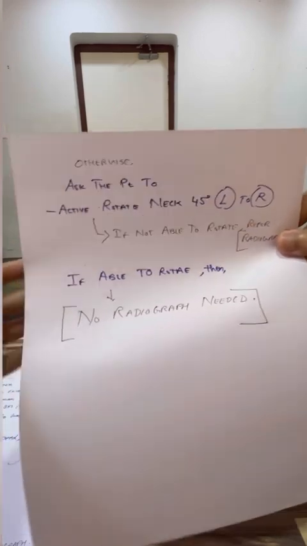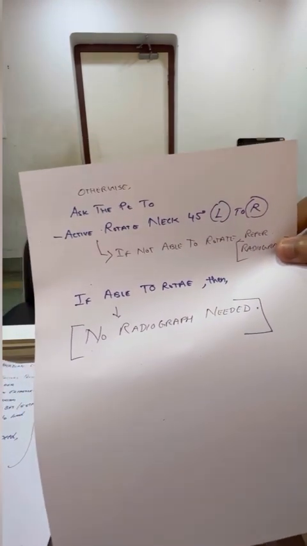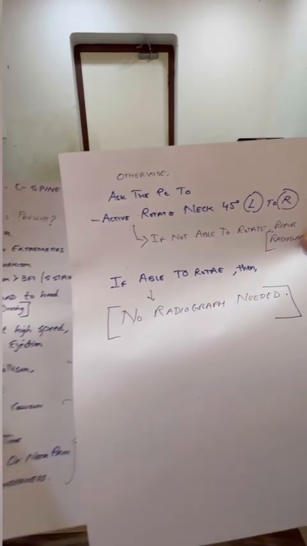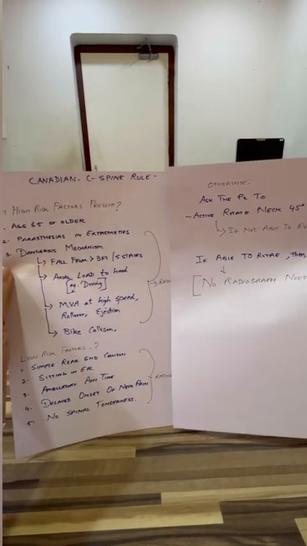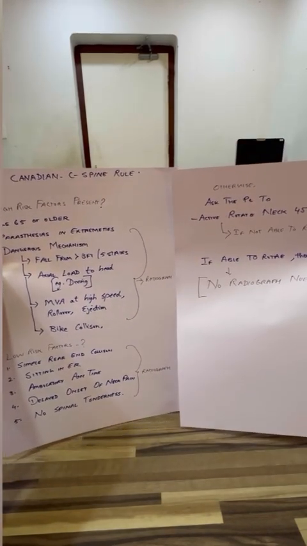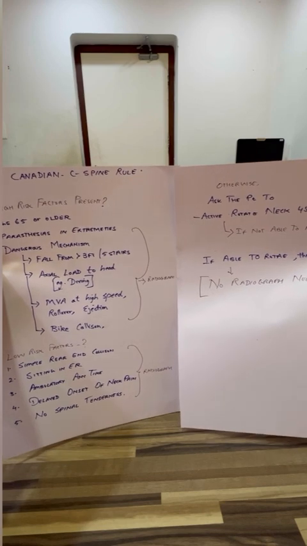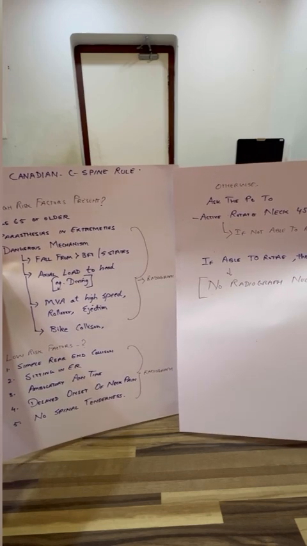So these are the risk factors, major and low risk factors. And the concept behind the Canadian C-spine rule is to decide whether a radiograph is to be obtained or not based upon the blunt trauma history.